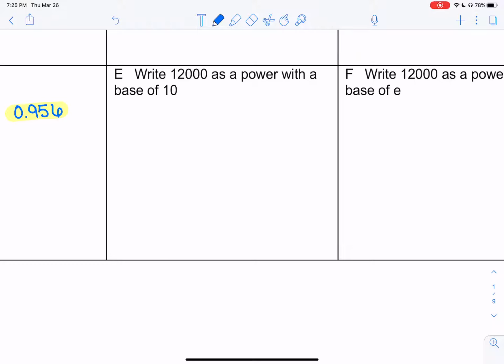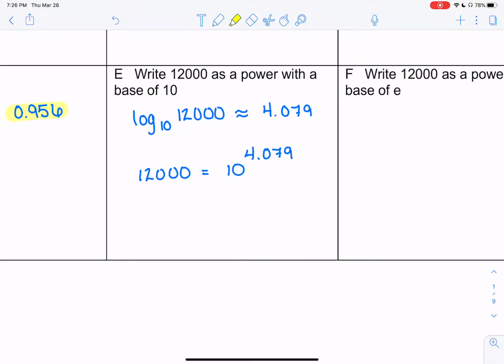Question E, write 12,000 as a power with a base of 10. Since log has a base 10, we'll write log base 10 of 12,000. Type that in your calculator, and you should get a decimal, approximately 4.079. So how do I answer this? Well, 12,000 is 10 raised to 4.079. That's an estimate, but that's what it's looking for.